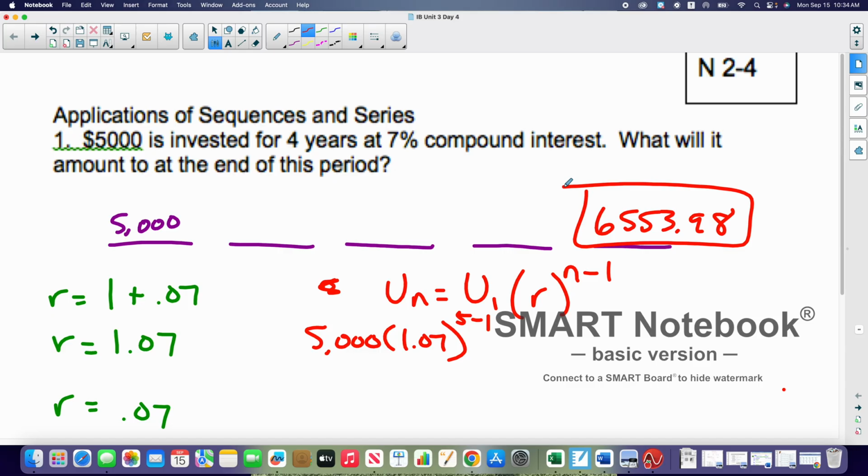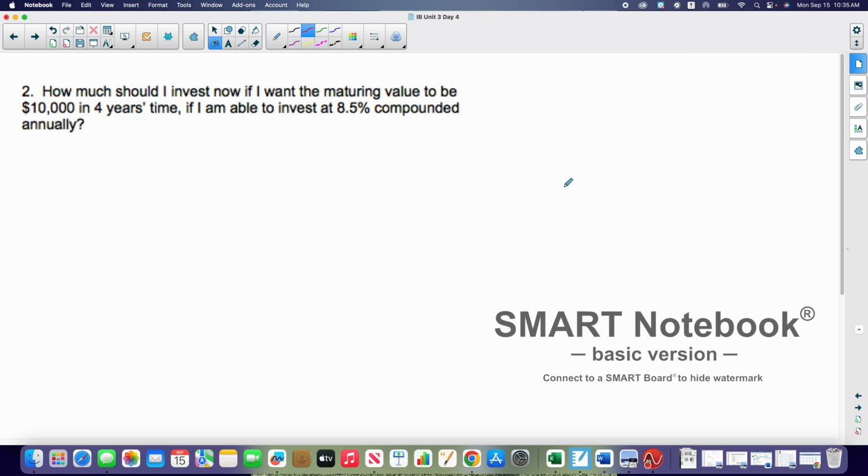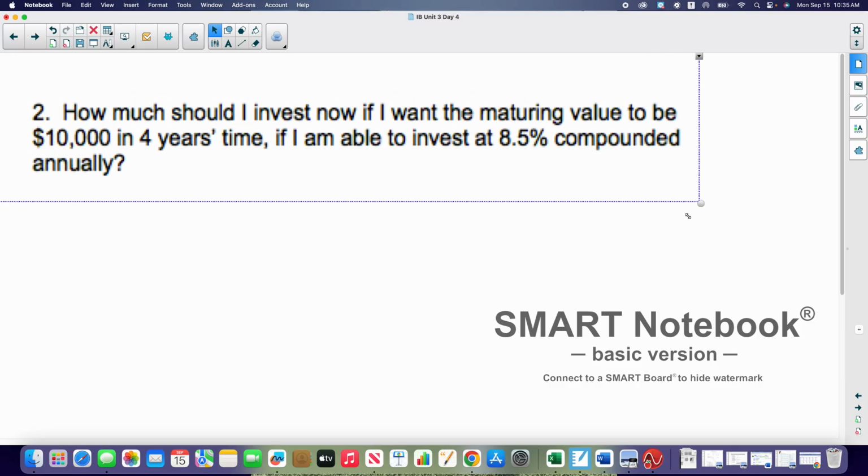So there's a little blending of some concepts here. It's exponential equations that we'll talk about soon, but we can also solve this using our sequences and series. Okay? All right, let's try another one. I'll give you a chance to set this one up, read it, and see if you can set it up. Then we'll discuss it.